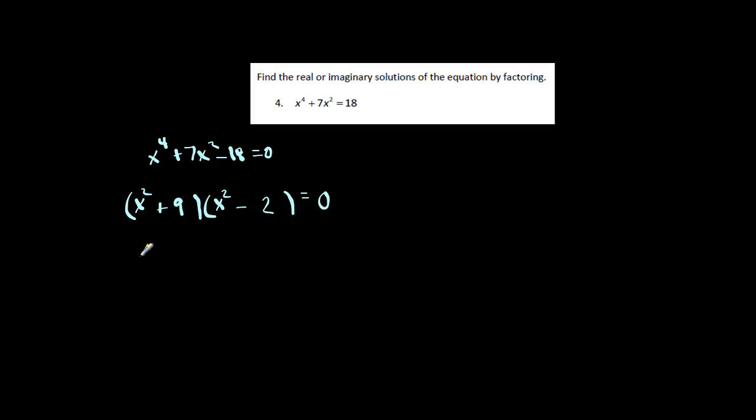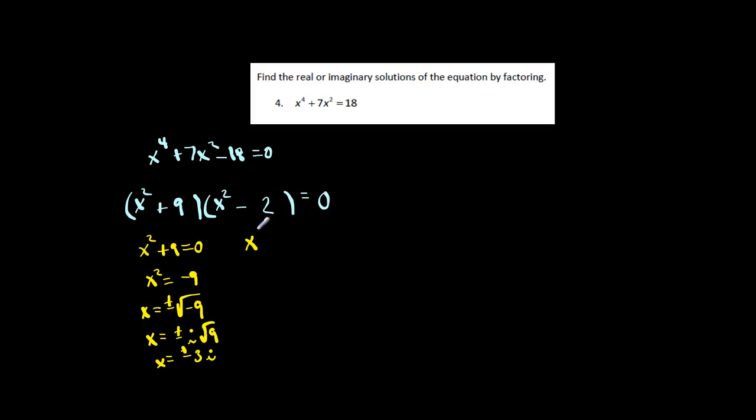Now we're going to set these up equal to 0. Subtract 9. Square root both sides. Extract the negative. And then root 9 is 3. So positive, negative 3i. Those are two of the solutions.